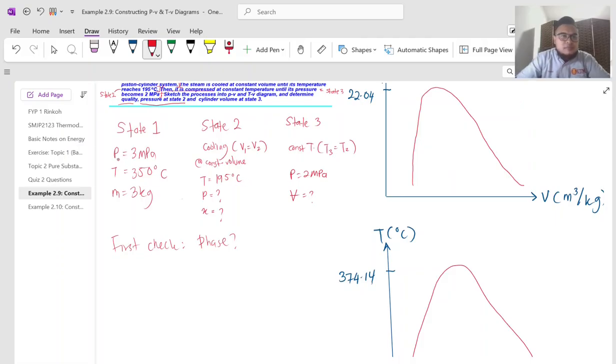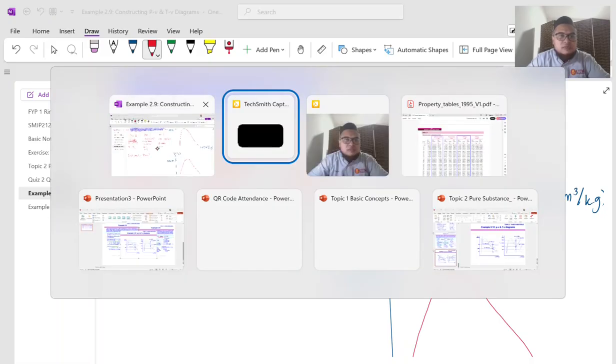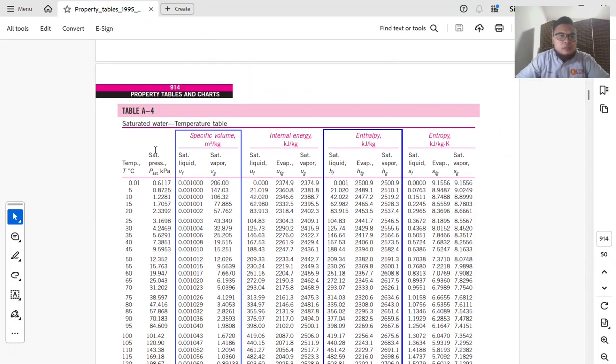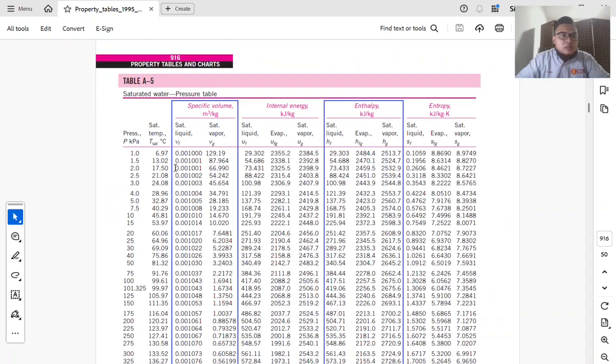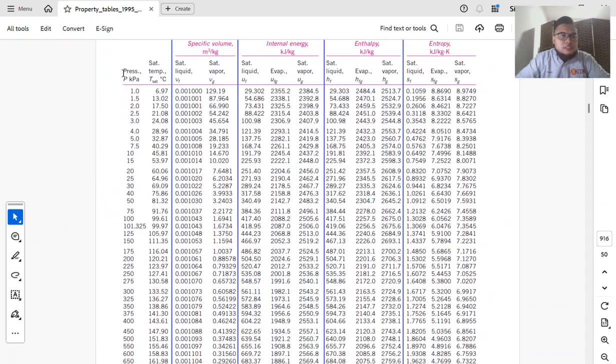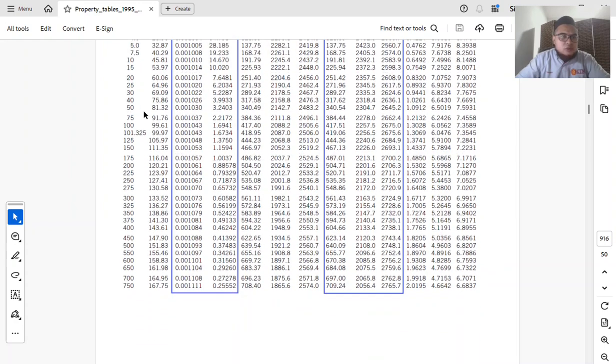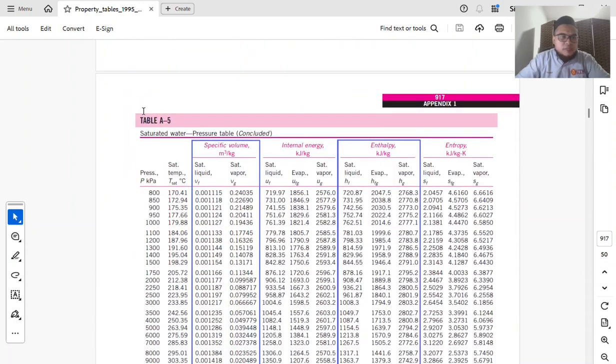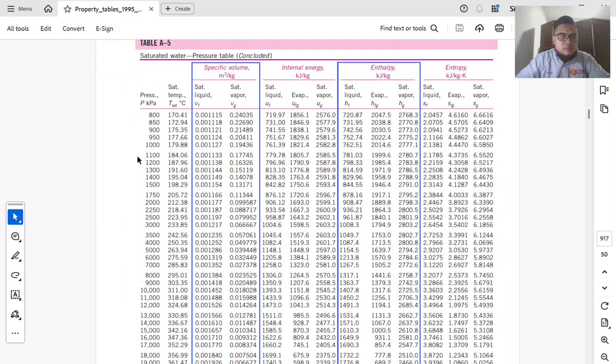Let's look at the given information. First, the pressure is 3 megapascals. We refer to Table A5 for the variation in pressure. So we see 3 megapascals in Table A5. The pressure here is in kilopascals, so we want to go with 3000 kilopascals, which will turn out to be 3 megapascals.